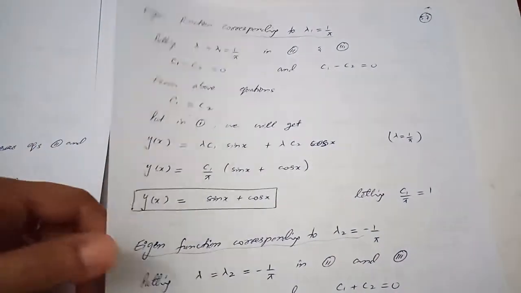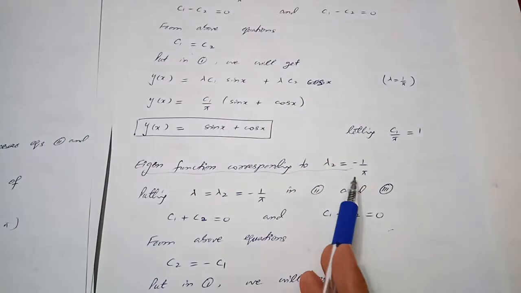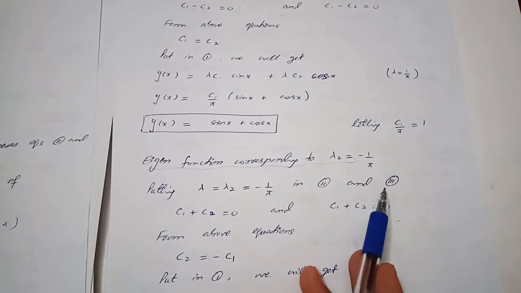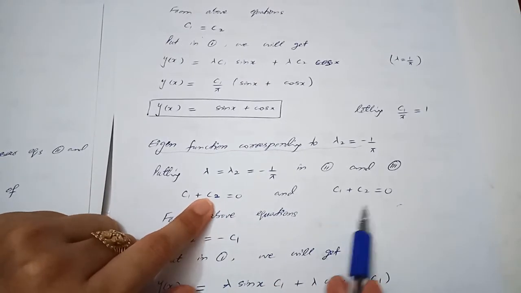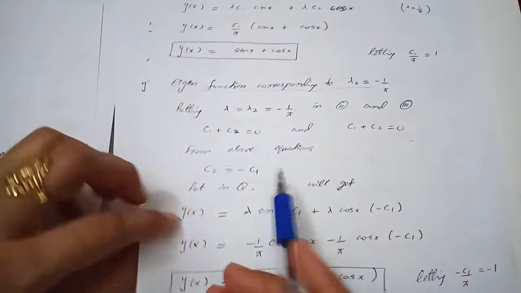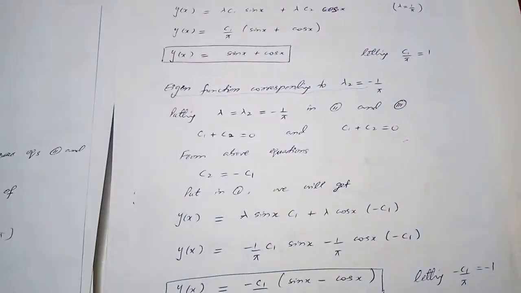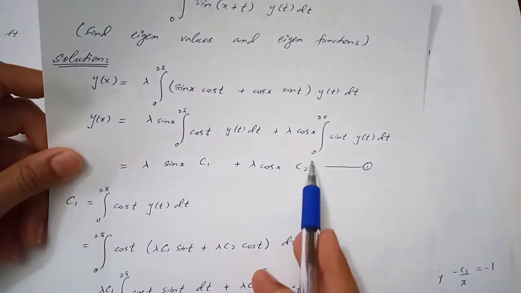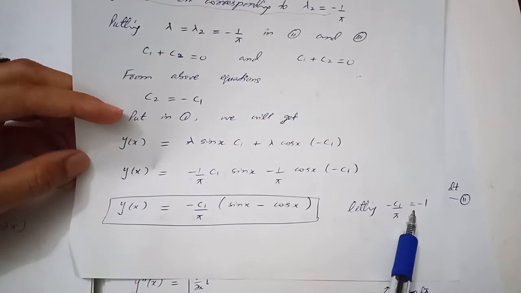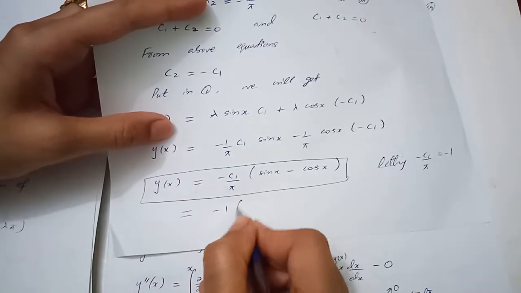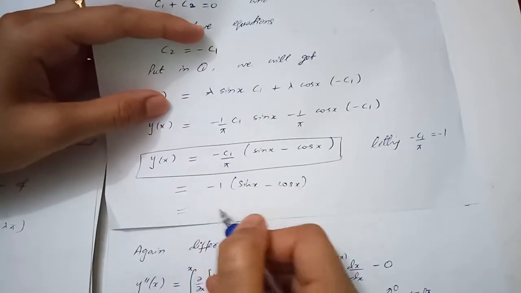Similarly, we do the same by taking the other eigenvalue, −1/π. Plug in λ2 = −1/π in equations 2 and 3 again. When I plug in this value of λ, I get these two equations, this one from equation 2 and this one from equation 3. When you move c2 to the right side, we have c2 = −c1. In equation 1, plug in c2 as −c1 and put the value of λ, which right now is −1/π. After putting its value, take common and let −c1/π equal −1. Then you can write it as −1 sin x − cos x, or equivalently cos x − sin x. So this is the eigenfunction corresponding to this eigenvalue.